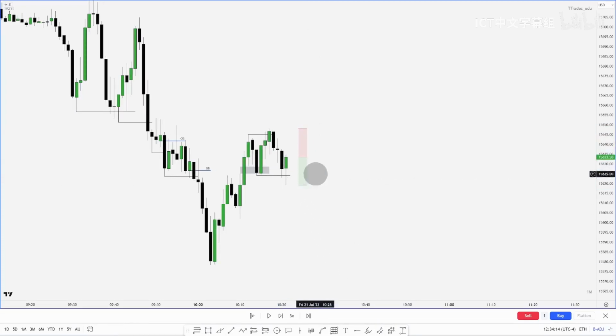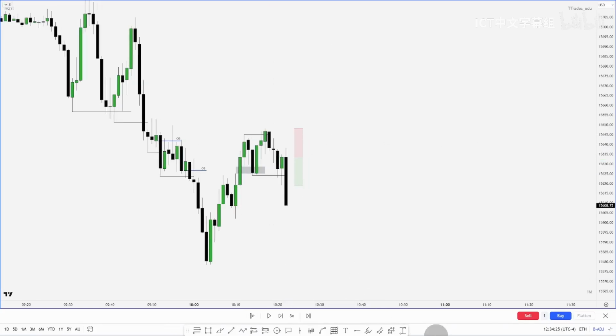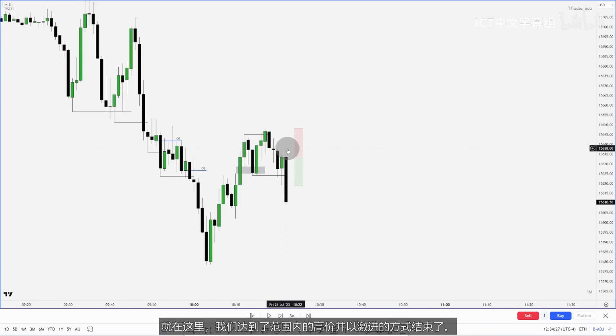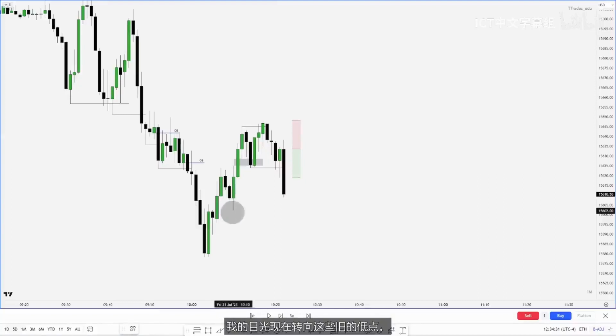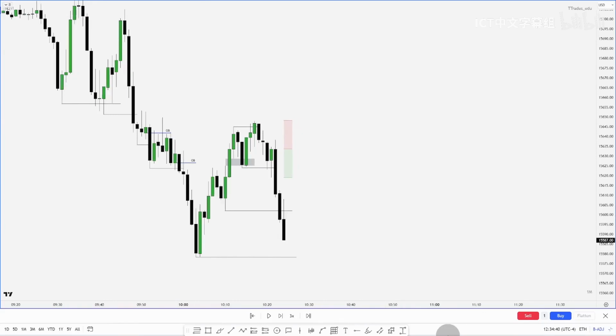Reaches lower, closes back up. Right here, I'd expect price to reach back into the range or reach for this high depending on this next candle. Right here, we reach into a premium of the range and get an aggressive close out. My eyes now draw to these old lows over here. Closure below that low. And you can see we close below this low, small retrace and back in, close out.